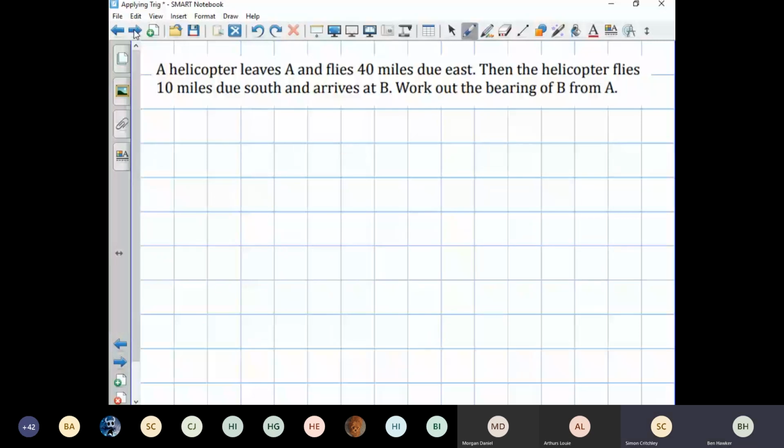We're involved in some bearings here, which is interesting, always good fun, because these sorts of questions it's nice to be able to imagine them. So we've got a helicopter. It leaves point A. It flies 40 miles, which is exactly that amount that I've just drawn, east. So east, we're going to be moving to the right. Then the helicopter flies 10 miles south to point B. Work out the bearing of B from A.